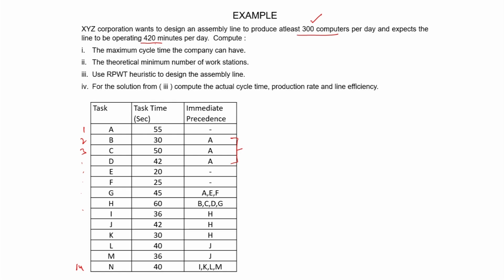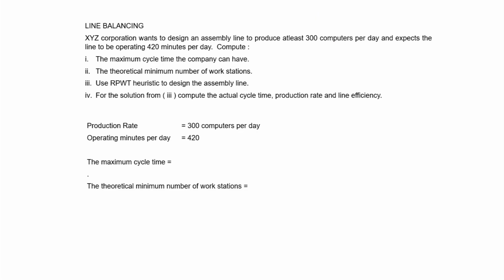In this example, we have an assembly line which assembles computers, and in 420 minutes we have to produce 300 computers per day. This is the data available to us: the various tasks which need to be performed, the task times, and the immediate precedence is also given. So I am writing the same question again.